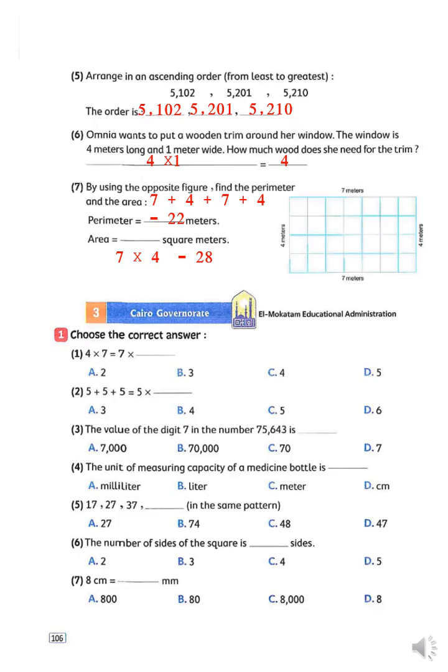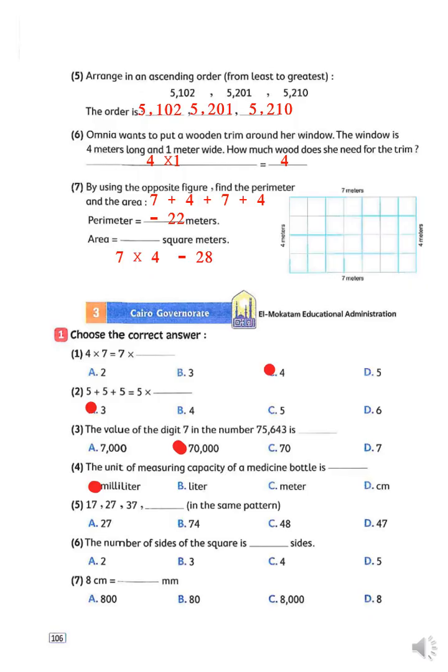Choose the correct answer. 4 by 7 equals 7 by 4. 5 plus 5 plus 5 equals 5 by 3. The value of the digit 7 in the number 75,643 is 70,000. The unit of measuring capacity of a medicine bottle is milliliter.